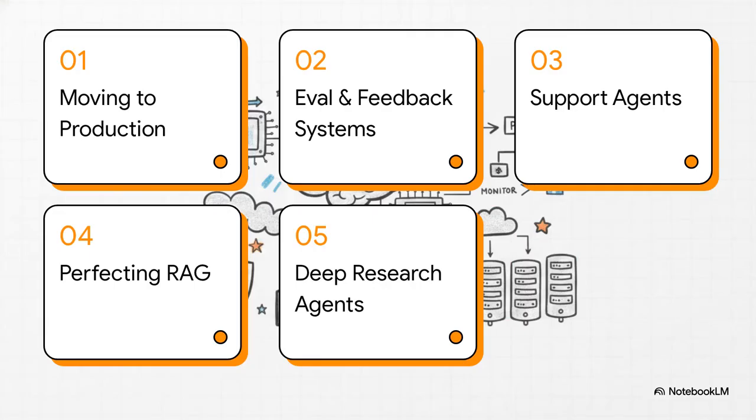All right, here's our blueprint for today. First, moving agents to production. Then, tips for the core layers, followed by evaluation and feedback systems. After that, we'll apply it all by building customer support agents, perfecting RAG agent systems, and finally, engineering deep research agents. Let's get into it.